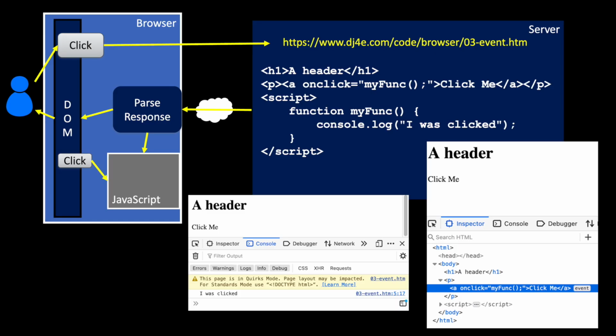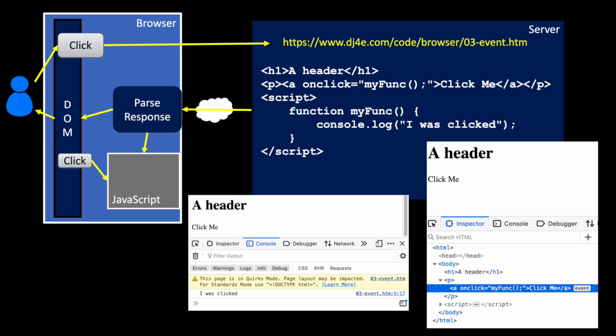And then in the script tag, we create a function called myfunc and just put a nice little console.log "I was clicked" in there. So the way this works is the HTML comes, and JavaScript doesn't actually run during the parsing except to create the function. There's no other thing. The log doesn't come out.